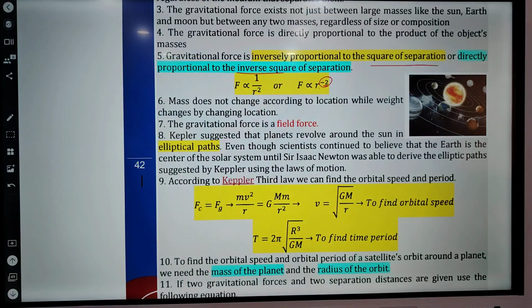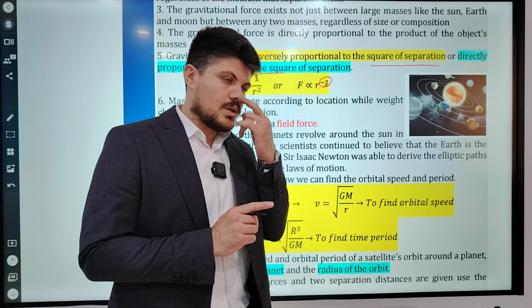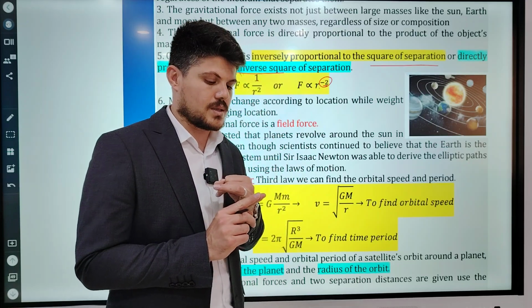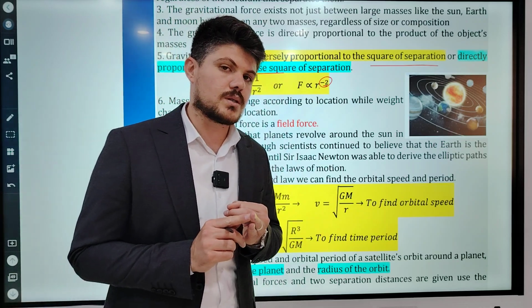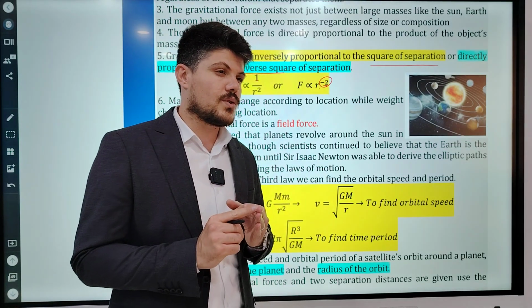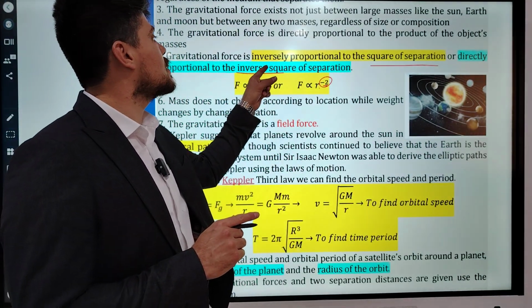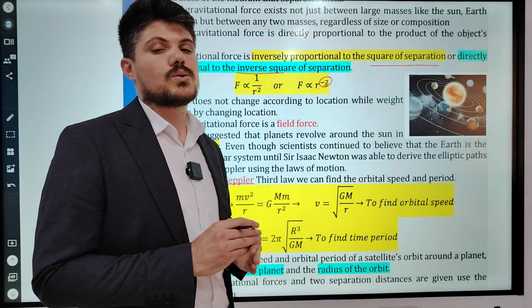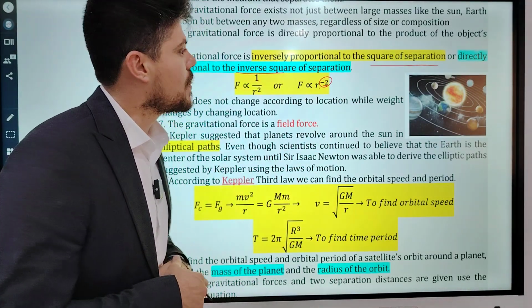Be careful. Which of the following is correct about the gravitational force? A, gravitational force is directly proportional to the product of the masses. Yes, this is true. B, gravitational force is inversely proportional to the square of the distance. Also true. C, gravitational force is directly proportional to the inverse square of the separation. Yes, also true. So the correct answer is D, all of them. Okay?